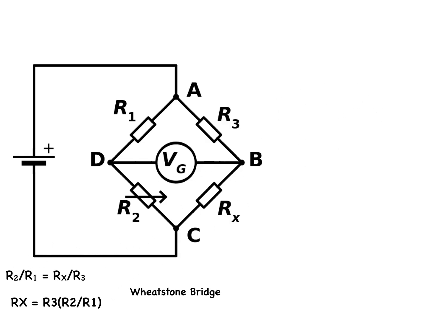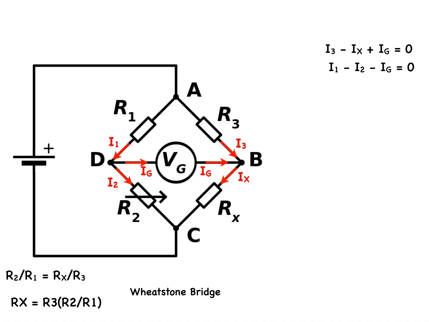Proving these equations is an exercise in itself and worthwhile going through. First, using Kirchhoff's current law to find the currents at junction B, I3 minus Ix plus Ig is equal to 0, and in junction D, I1 minus I2 minus Ig is equal to 0.